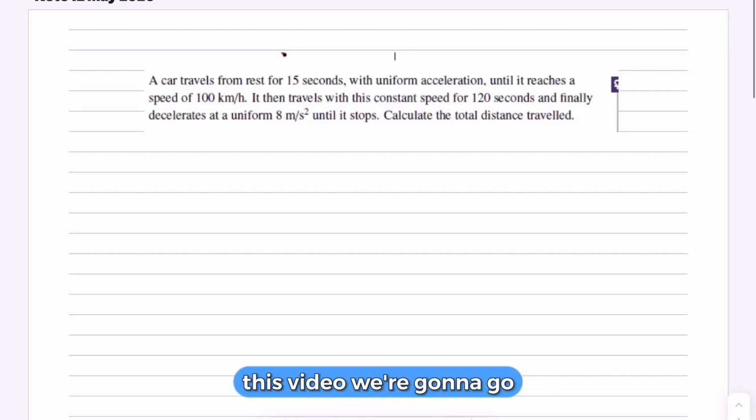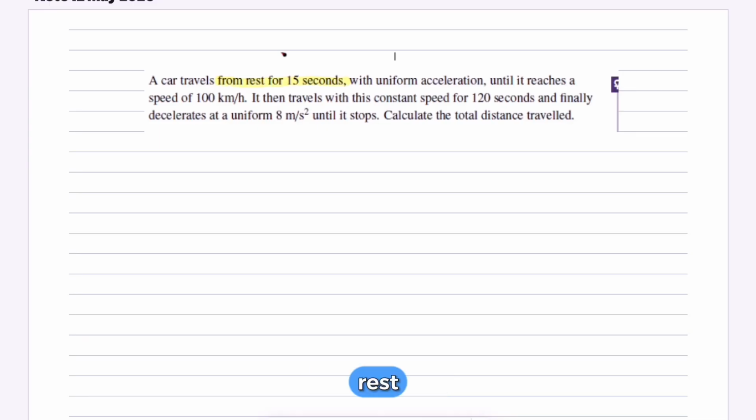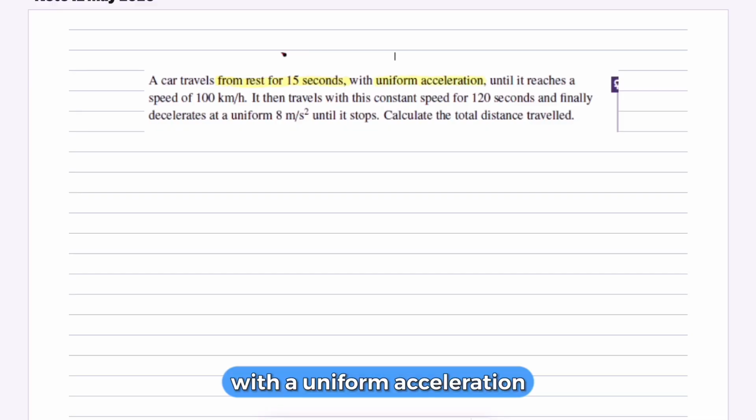In this video, we're going to go through 3 complex familiar questions related to velocity time graphs. In this question here, we've got a car travels from rest for 15 seconds. Okay, so travels from rest, meaning that when t equals 0, v equals 0, with a uniform acceleration. Right, so uniform acceleration means that we're accelerating at the same rate. So our velocity time graph is going to be a linear graph. You'll understand that a little bit more if you watched my other 2 videos from this playlist.